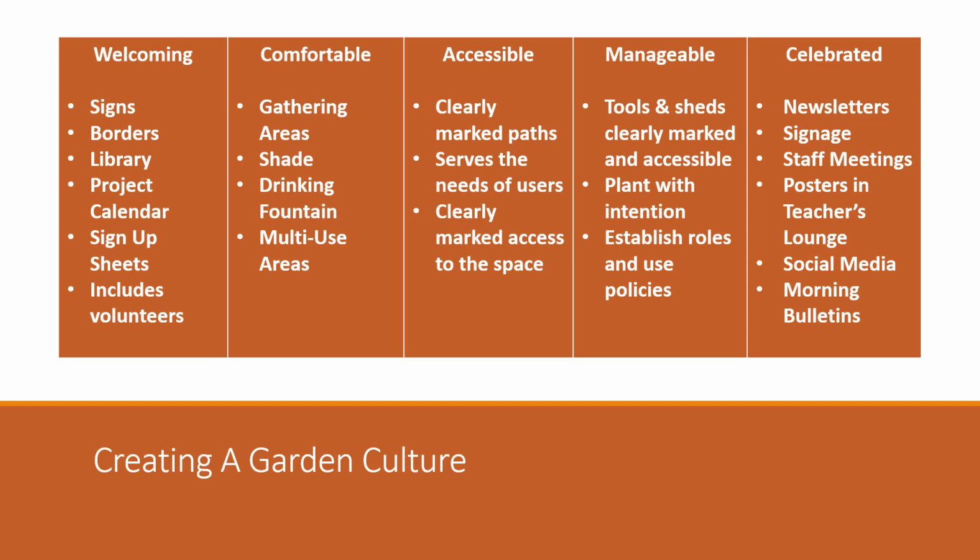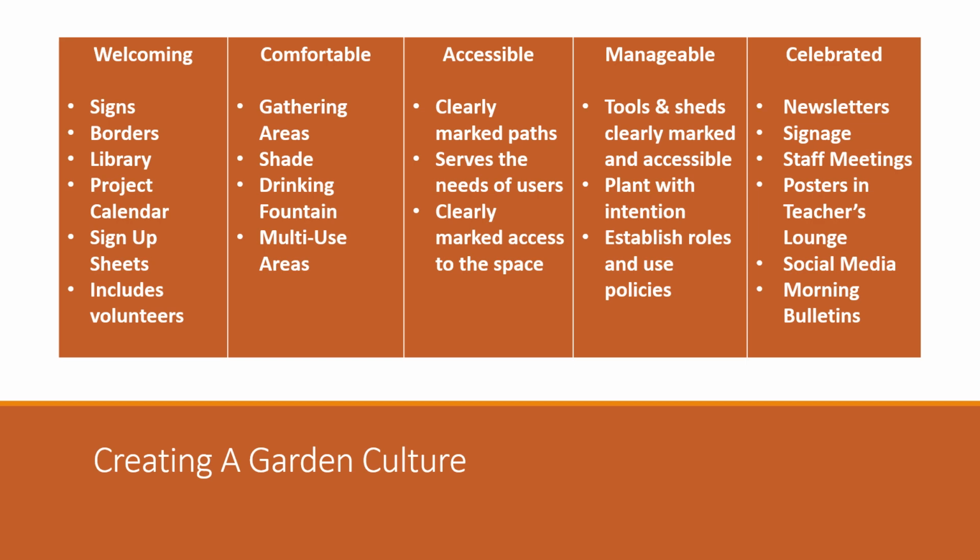Are there clearly marked paths? In terms of manageability, are you planting with a purpose? Are you taking care of weeds and water and pests and planting? And are supply sheds clearly marked and accessible? Are roles and policies clearly established?